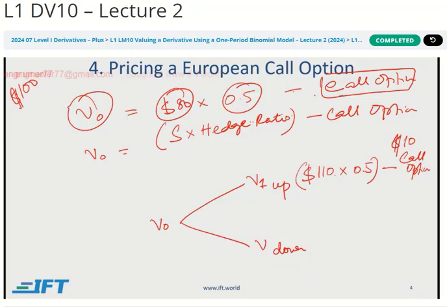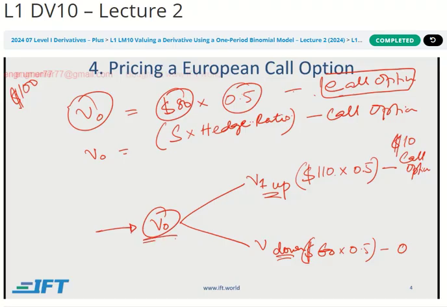And in case of a down move, our stock will go to 60. So we'll lose money over here and the call option will be worth 0. So this is in the case of a down move, this is in the case of an up move. And what we are interested in finding out is what will be the value today.